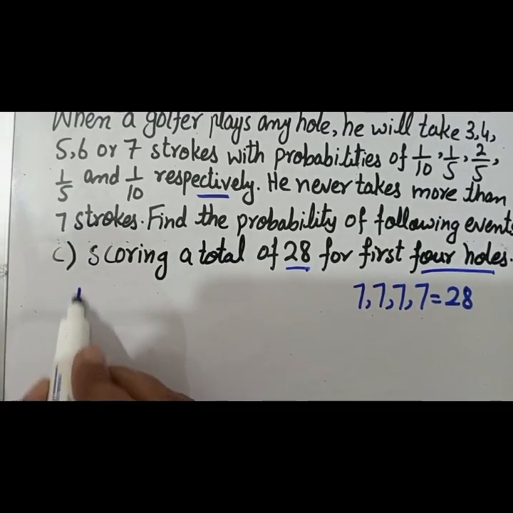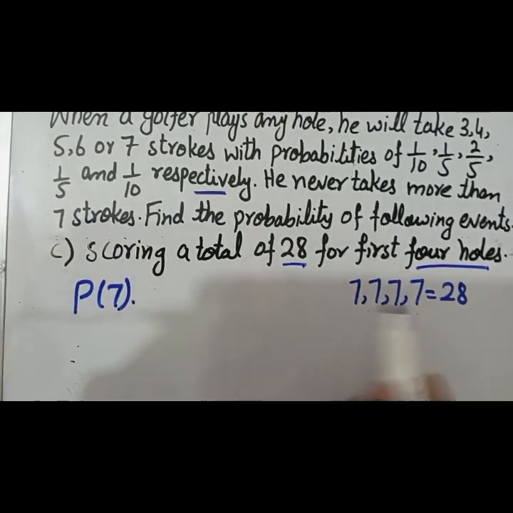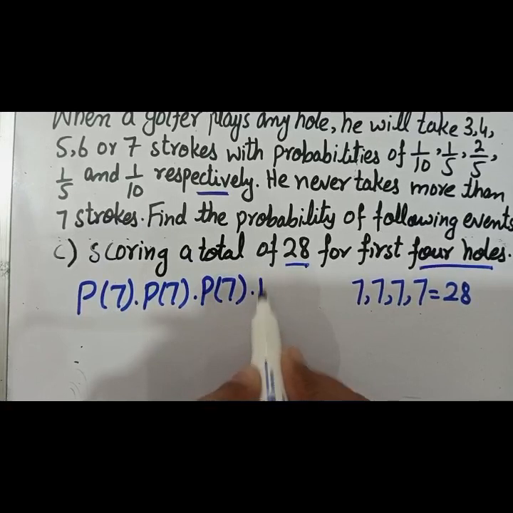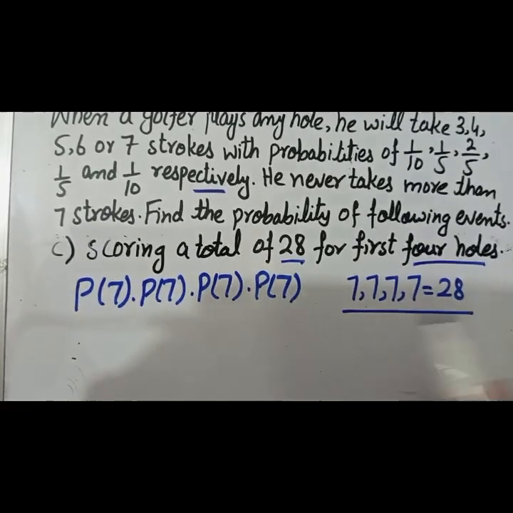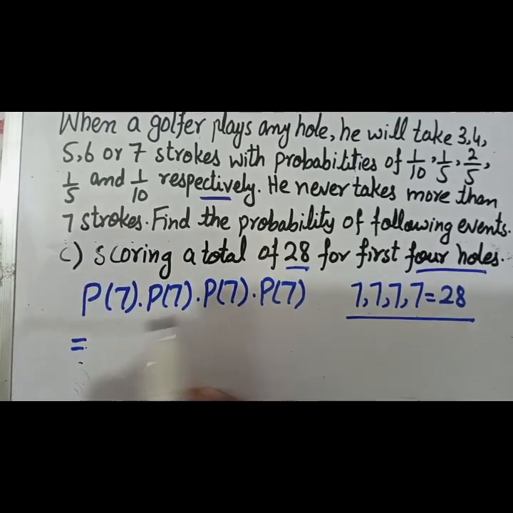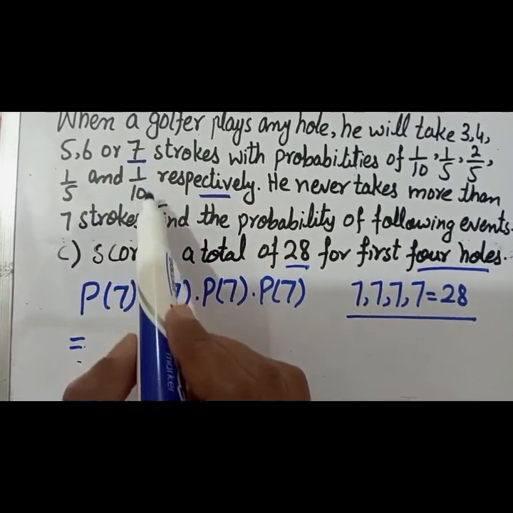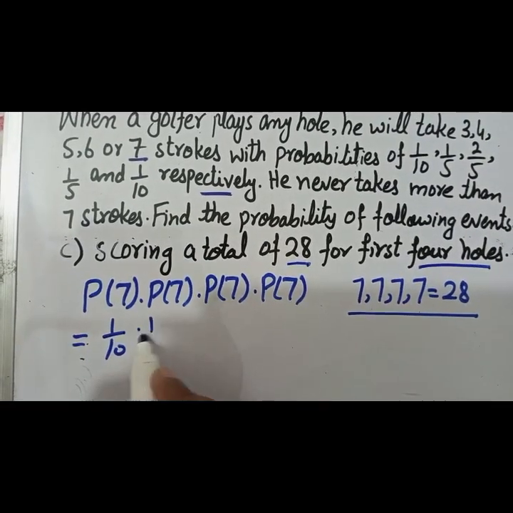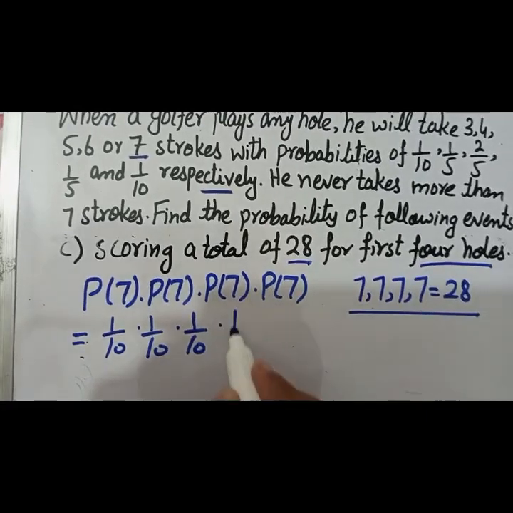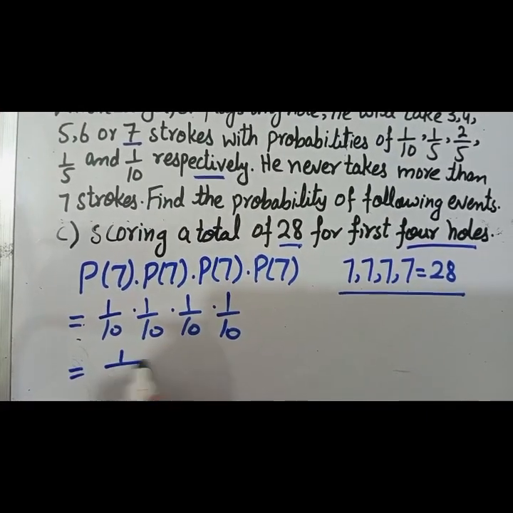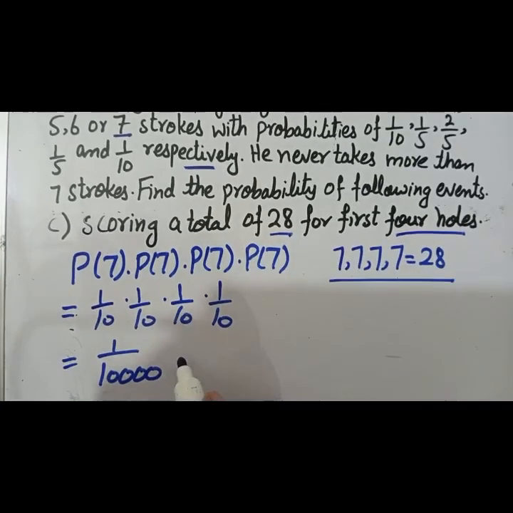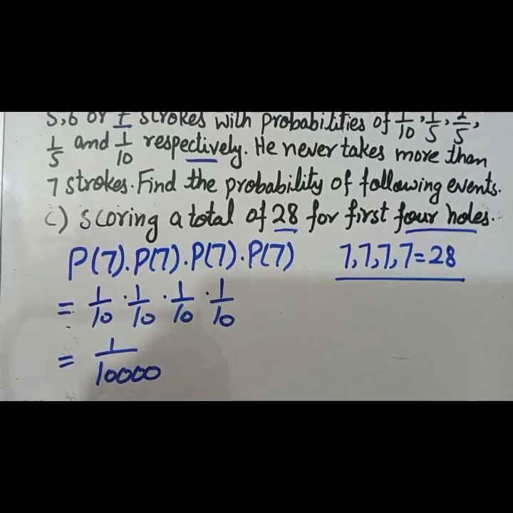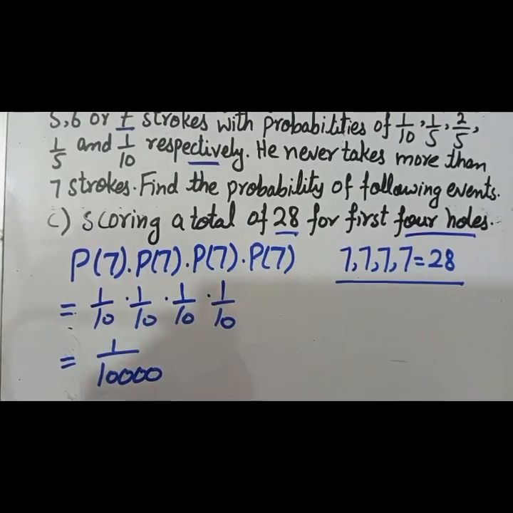It means that you have to find out the probability of 7 multiplied by the probability of 7 multiplied by the probability of 7 multiplied by the probability of 7. This is basically rough work. Now put the value for the probability of 7. 7 is at a large place, so the probability of 7 is 1 by 10. 1 by 10 times 1 by 10 times 1 by 10 times 1 by 10 is basically equal to 1 over 10,000, and you will get the answer 0.0001.